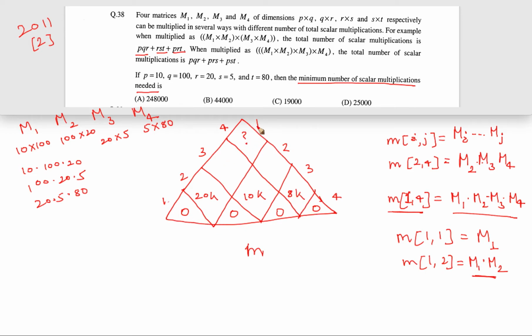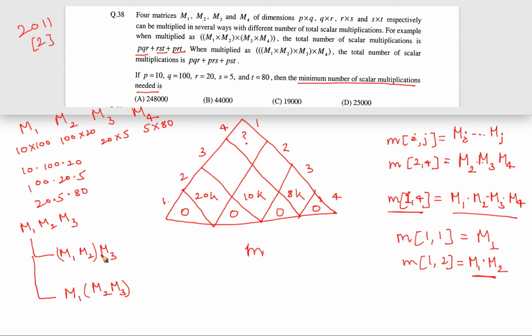Now let's come back to this 1 comma 3. What is 1 comma 3? It is basically M1 into M2 into M3, but this can be done in two different ways, isn't it? One way is M1 into M2: you multiply these first and then multiply by M3. Another way is that you keep M1 as it is, but you first multiply M2 and M3, and whatever resultant matrix you get, you multiply with M1. These are the two different ways.